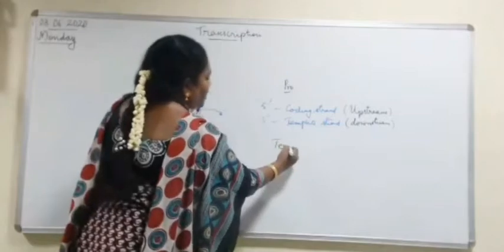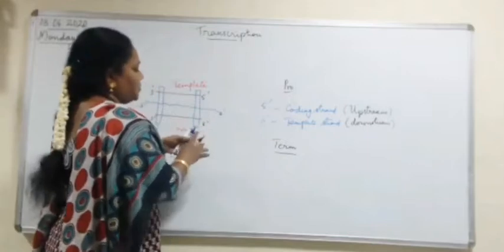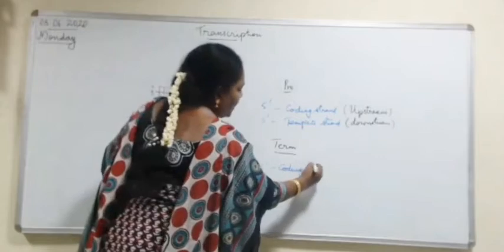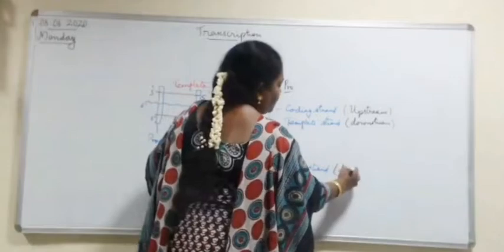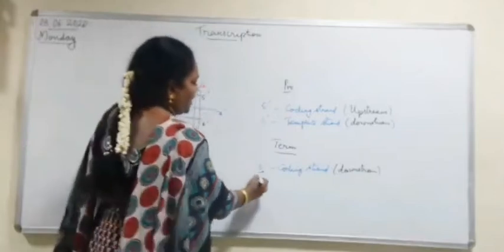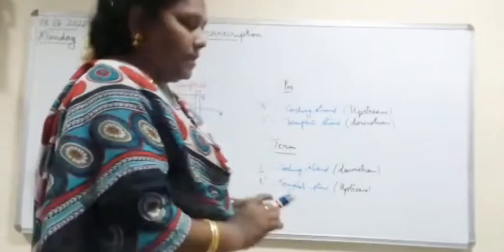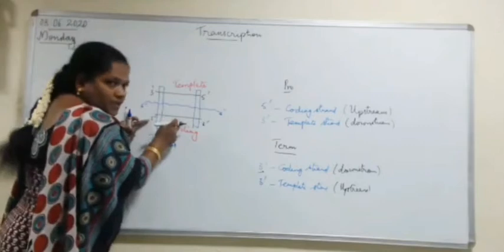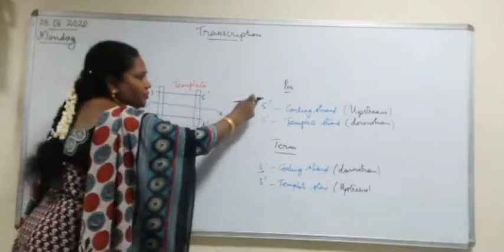So when you talk about the terminator, where is it present? At the 3 prime end of the coding strand. Again, whenever you talk about 3 prime, it is downstream. And then the 5 prime end of the template strand. So here, 5 prime upstream of the coding strand and 3 prime downstream of the coding strand. That is why I have given you both.